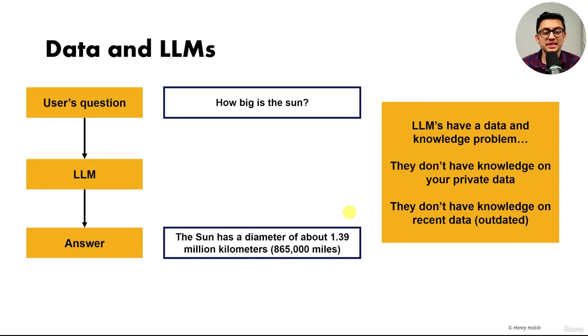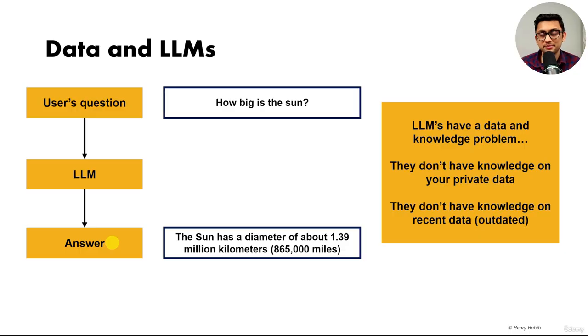The user's question is, how big is the sun? That goes to the LLM, and then it comes up with the answer. And it does a pretty good job of that. So it's great at producing answers to texts that are common, right? So obviously there is somewhere online that says how big the sun is, so it's really able to quickly answer that question without any sort of not being able to trust it or anything like that.